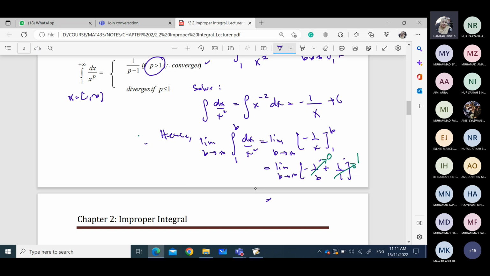We will get 1. So therefore, the improper integral from 1 to infinity of 1 over x to the power of 2 dx is equivalent to 1. Okay, so the limit exists. Therefore, the improper integral converges. Okay? Do you understand this?